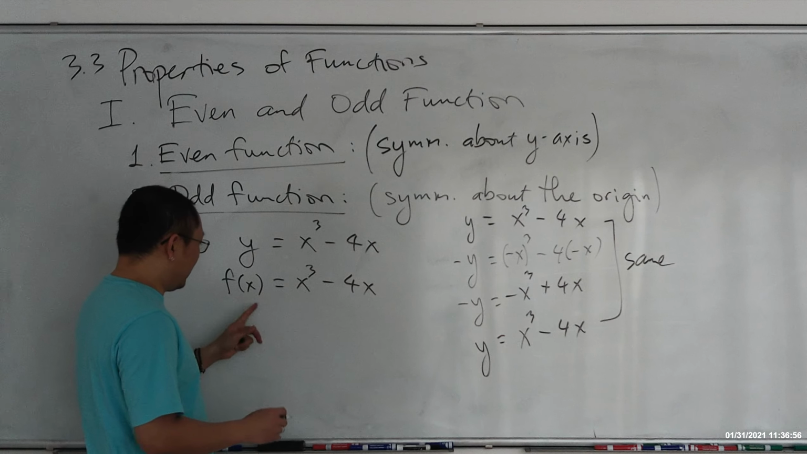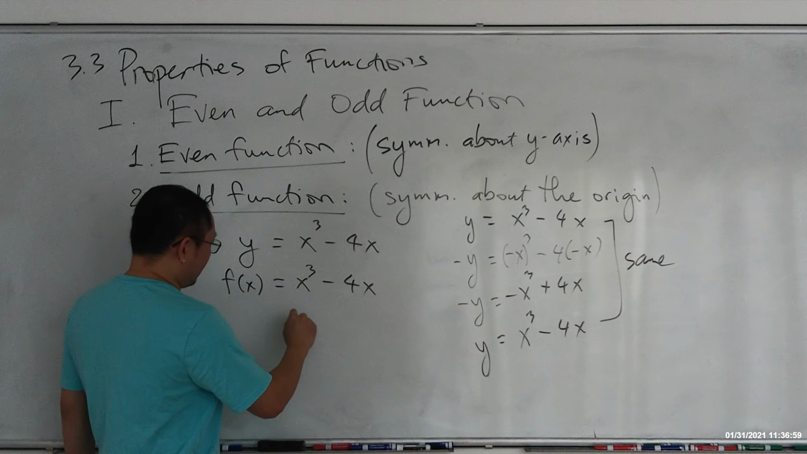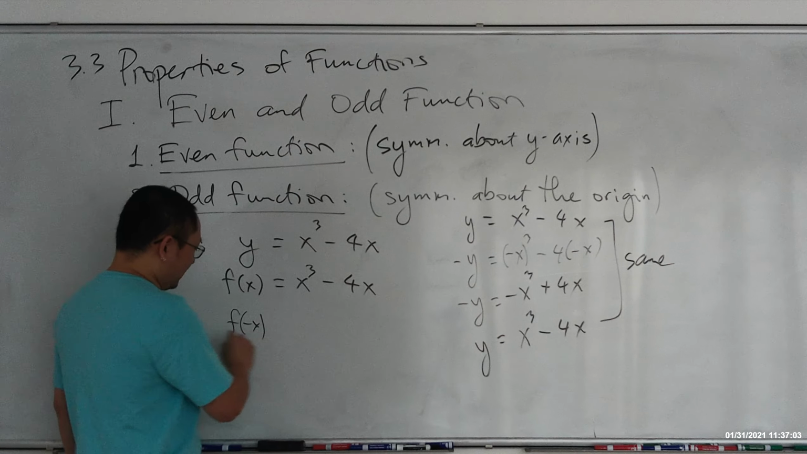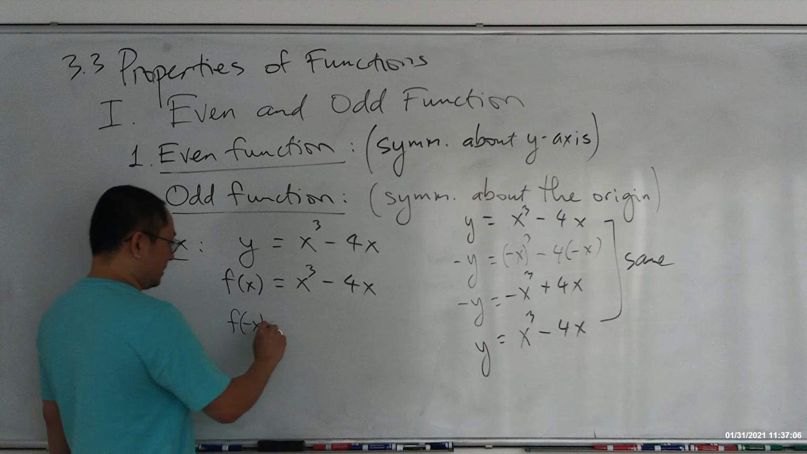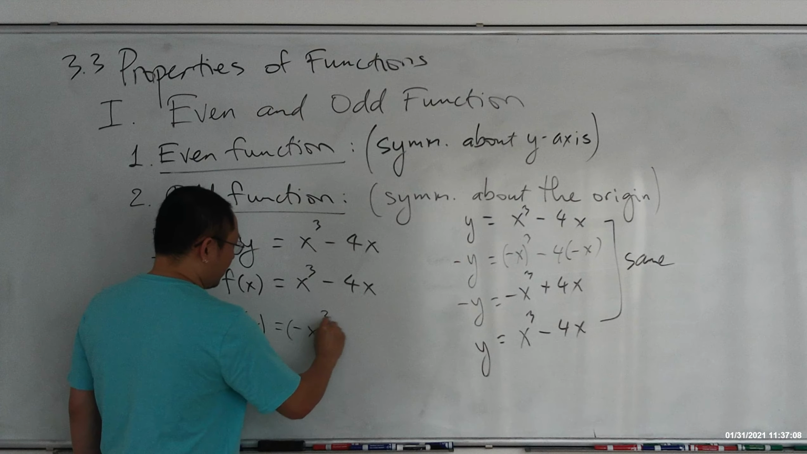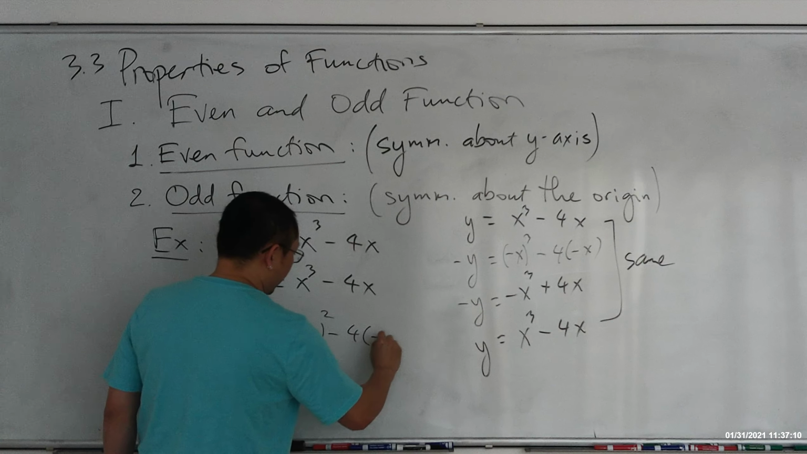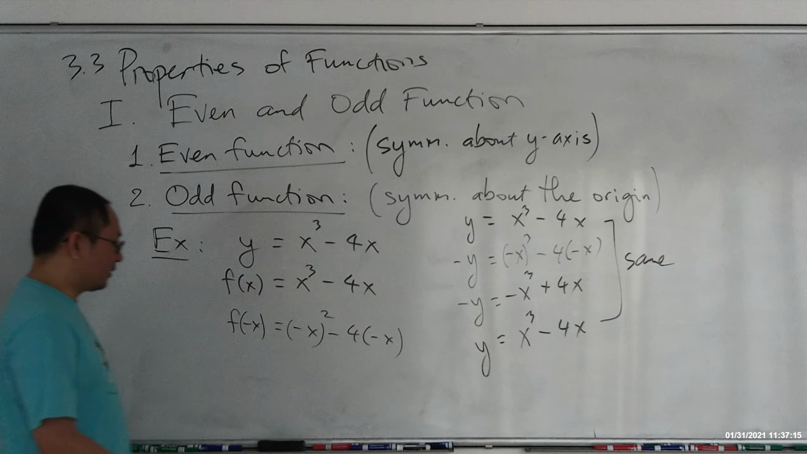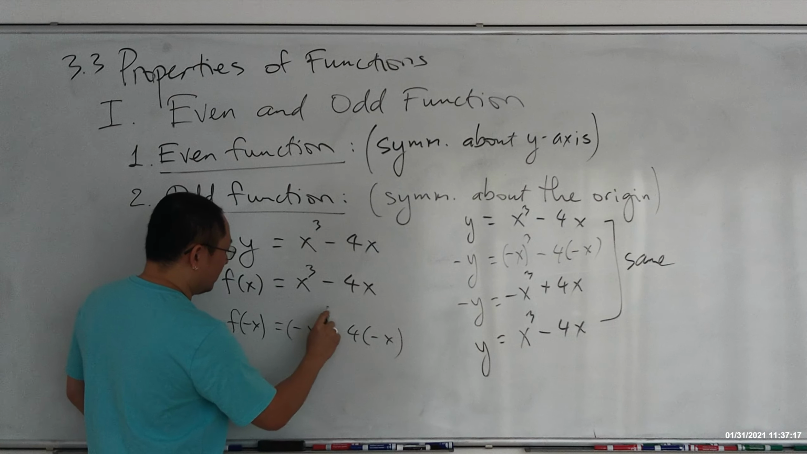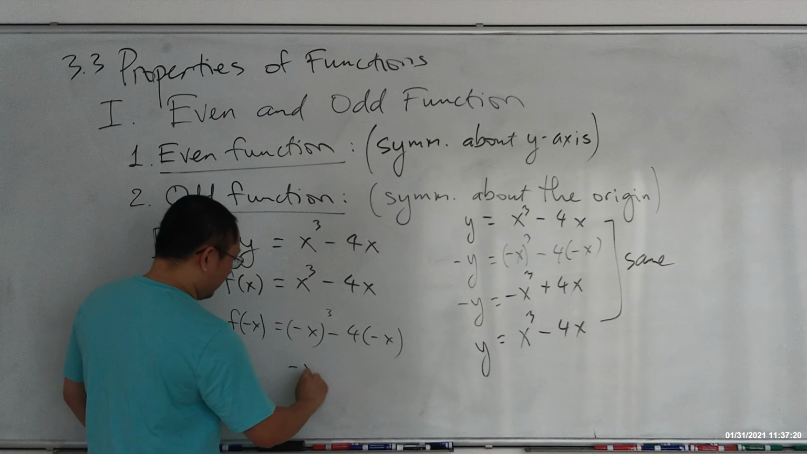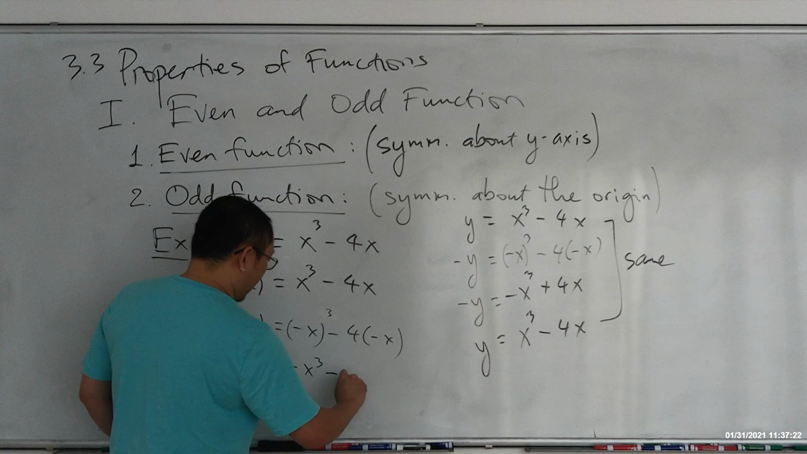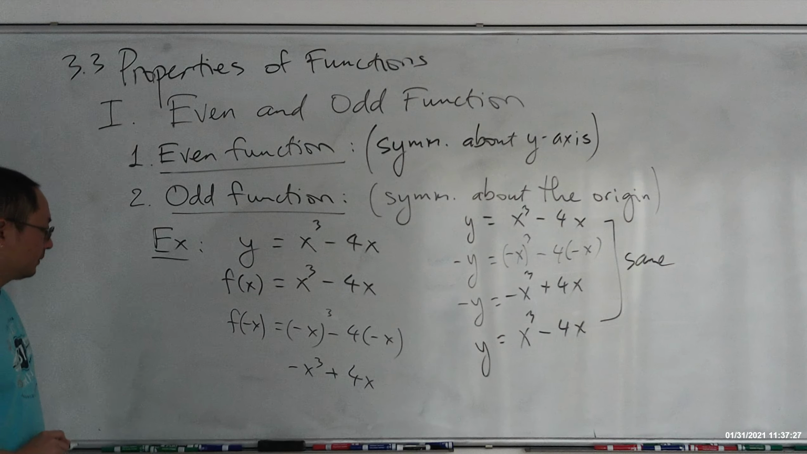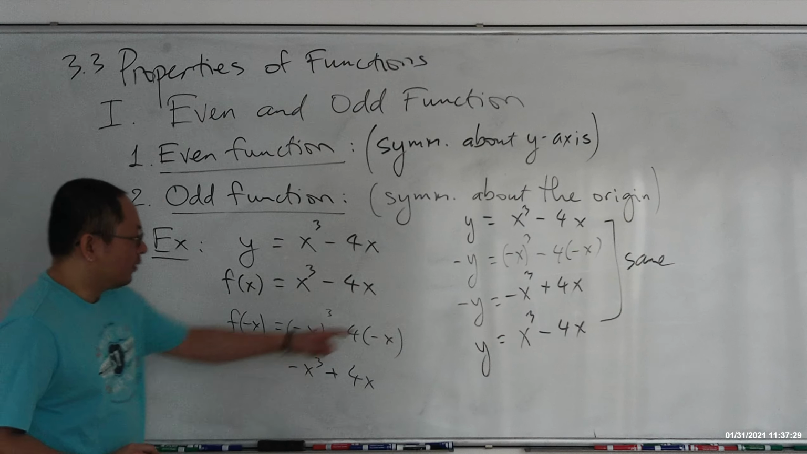Say x to negative x, you got what? F of negative x, is that right? Is what? Negative x squared minus 4 times negative x. Okay? And now simplify, a cube, I mean. Okay? Is what? Negative x cubed minus, with the minus become plus 4x. Okay? And this is f of negative x, which is y right now.